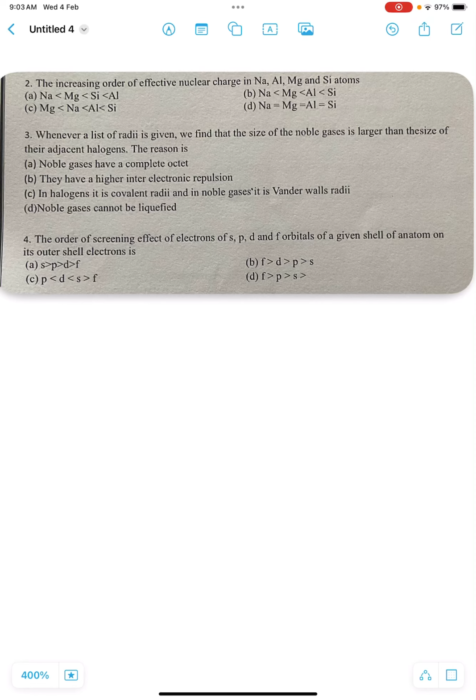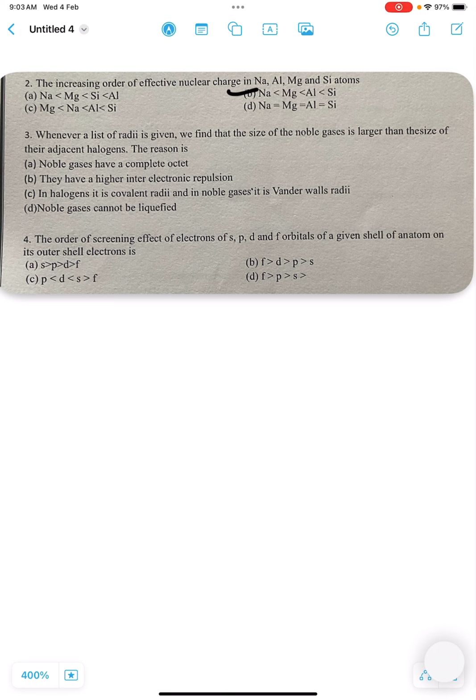The increasing order of effective nuclear charge in sodium, aluminum, magnesium, and silicon atoms is... actually, the effective nuclear charge increases when we go from left to right in a period. So, B is the correct option. Correct? Effective nuclear charge means nuclear charge minus shielding.